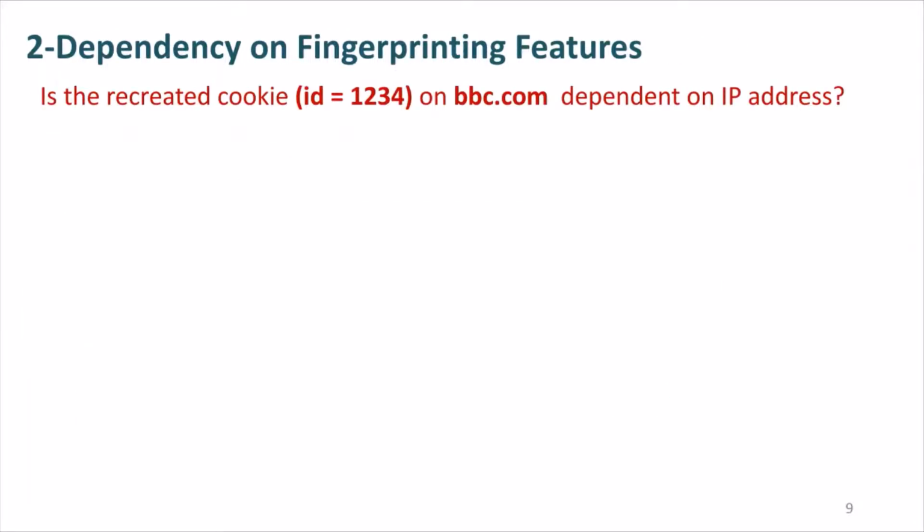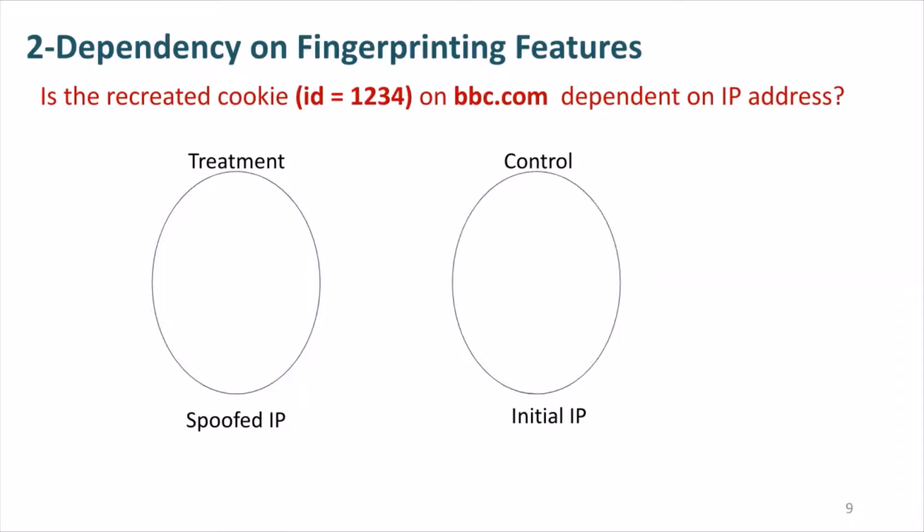Next, we analyze the dependency between the respawned cookie and the studied fingerprinting features. For simplicity, let's take the example of the cookie ID 1234 that appears on bbc.com. Let's say that the question we want to answer is whether the cookie is dependent on the IP address. The logic is simple. If we want to prove the dependency between the cookie and the feature, what we can do is change the value of the feature and check whether the cookie is changing as well. To add certainty, we can set the feature back to its initial value and check if the cookie is back to its initial value. We spoofed the IP address, that is, we pointed to a different location, and we visited the bbc.com website several times.